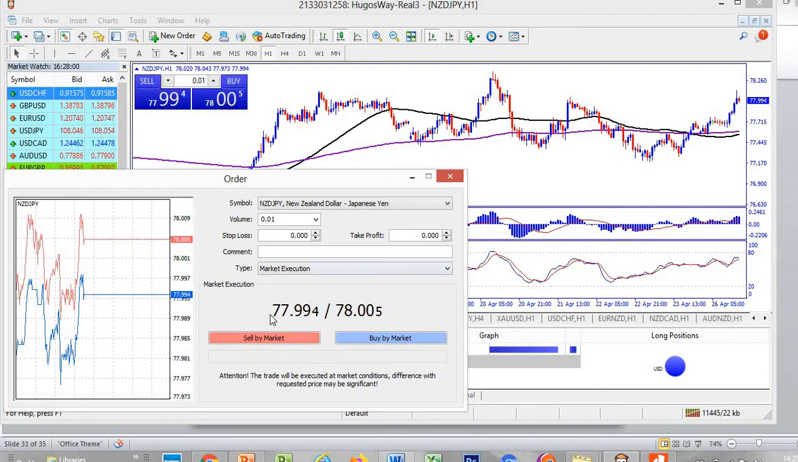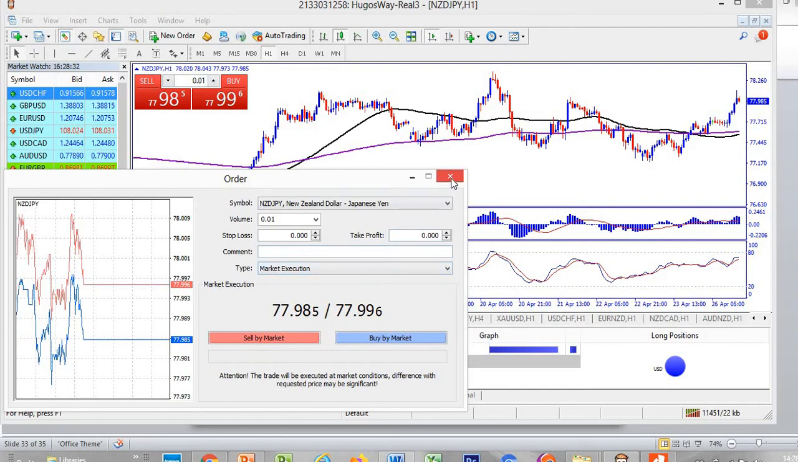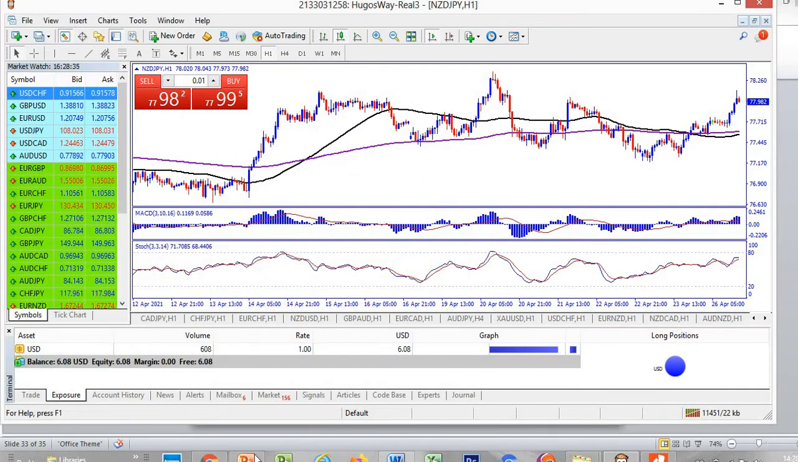So if I decide to sell, I will just click on sell, set my stop loss and take profit. We're going to talk more about this in the next videos. So I can either sell or buy, and it will just launch me into the market immediately at the present price. This is the current price right now. You see that it is fluctuating. So that is what we call the market execution or instant execution.